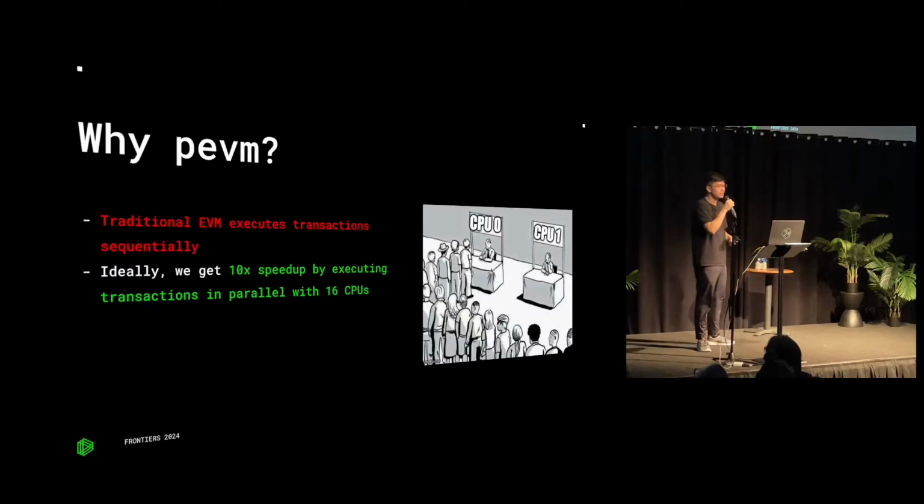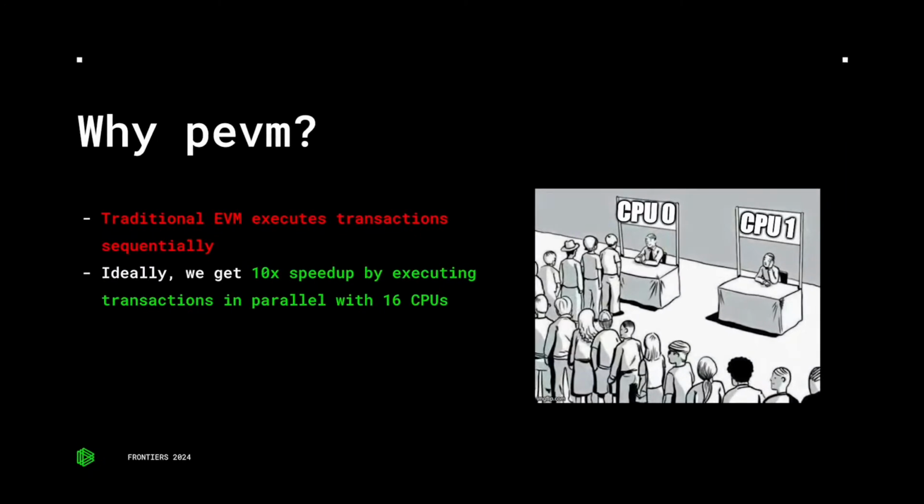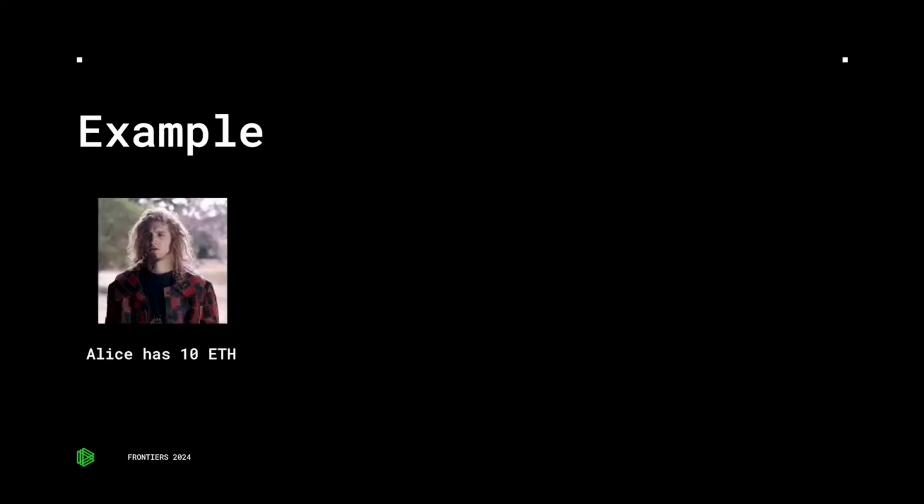And so traditionally, EVM executors just execute transactions one by one, sequentially, regardless of how many CPUs a node has. And this is obviously a waste of resources. Ideally, we would get something like a 10x speedup by executing 16 transactions at once instead. But it turns out it's not that easy. If so, everyone would have done it already. And so the main problem is called state conflicts. Let's see an example to see how it works in practice.